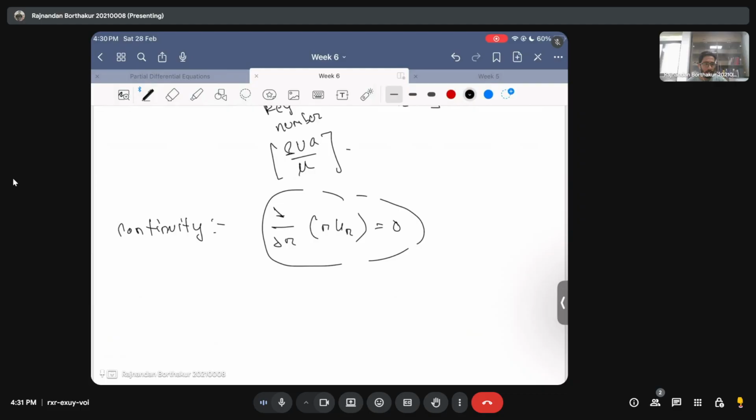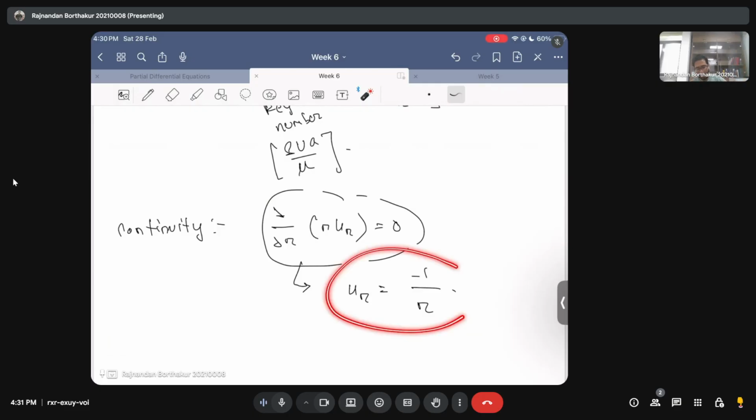I'll not do, as I said, all the steps in this problem. You can integrate this continuity equation and use the boundary condition to find that your UR is just going to be equal to minus 1 by R. If you integrate this once and apply the boundary condition that UR is equal to minus 1 at R equal to 1, and it is 0 as R tends to infinity, you will get that UR is equal to minus 1 by R. In fact, you just need to use one boundary condition because this is a first order problem here.